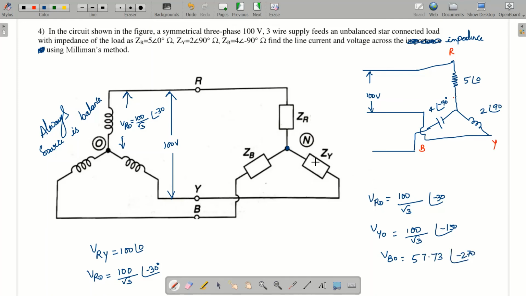Now understand. What is Millman's theorem saying? Then we have one formula. We will solve it in the new problem, on the new page.